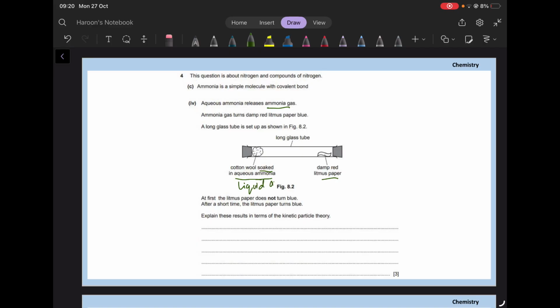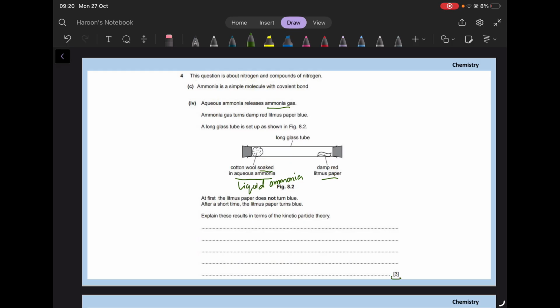So liquid won't reach the damp red litmus paper. It actually needs to convert into a gaseous state first, because this is a liquid state. So for it to go to the other side, it has to convert to a gaseous state. So it needs to evaporate first. First evaporation occurs, then diffusion. We need to explain diffusion as well because this is worth 3 marks.